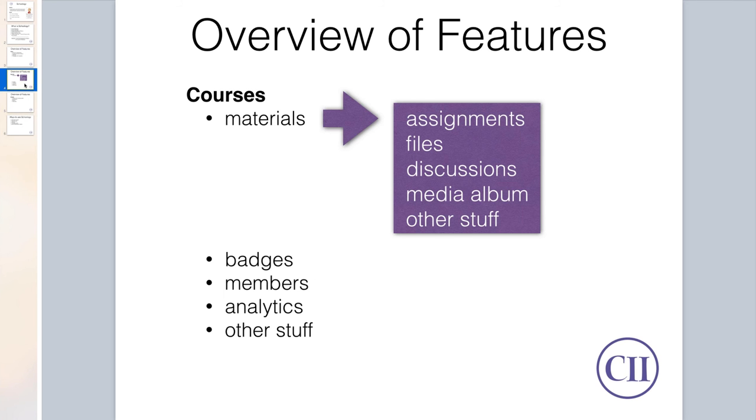Then there's a courses portal. And when you go to the courses portal, this is where you can have multiple courses. So you might be teaching 3 courses. That means when you click on the course portal, you'll choose which course you want to look at. You'll be able to see the materials that you assign for that course, badges, which we'll talk about a little bit later, the members of that course.